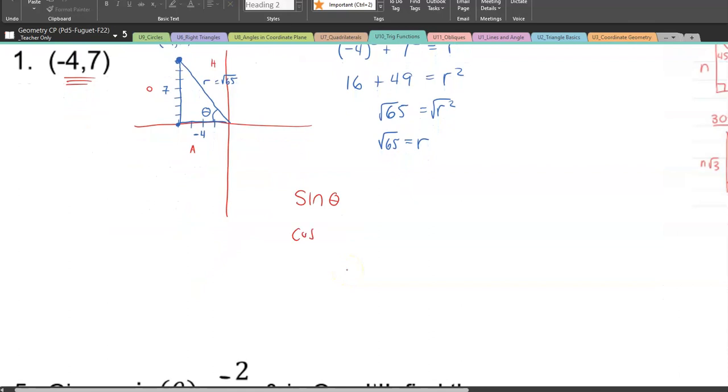So let's go ahead and let's write out those ratios. That would be tangent.